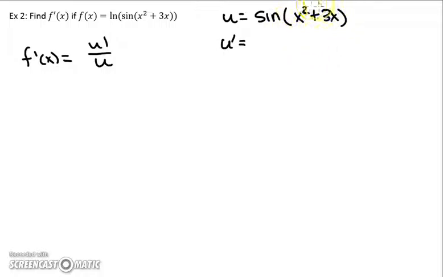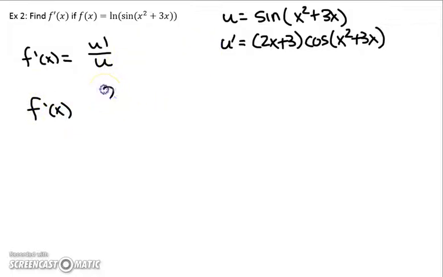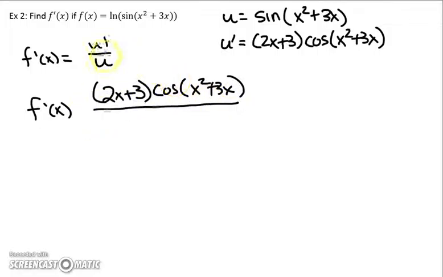So this u is going to be the x squared plus 3x. So we have 2x plus 3 times the cosine of x squared plus 3x. So that's going to be our u prime for our big function, our function f. So for finding f prime, we take u prime, so 2x plus 3 times cosine of x squared plus 3x, and we put that over u, not the natural log of u, just u, so that's going to be over sine of x squared plus 3x.